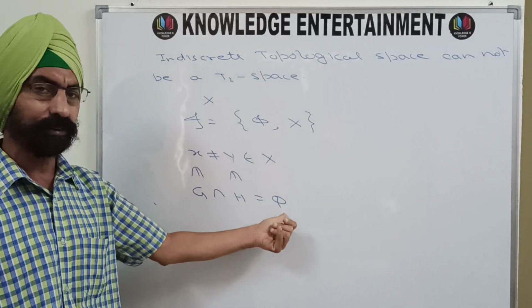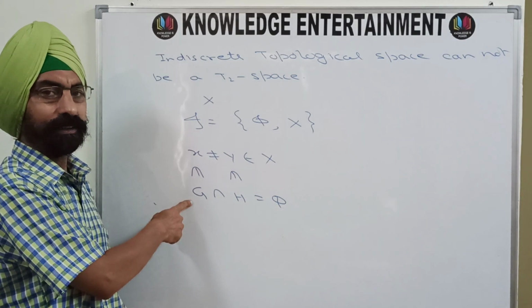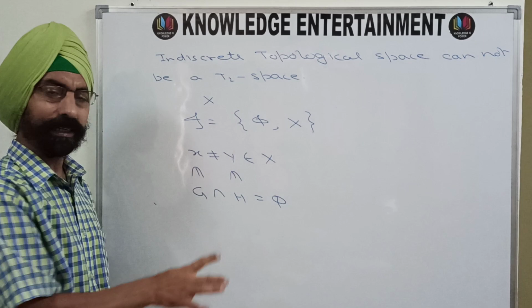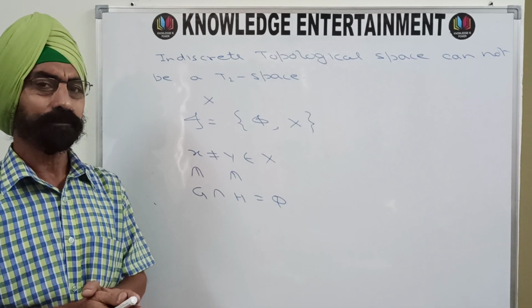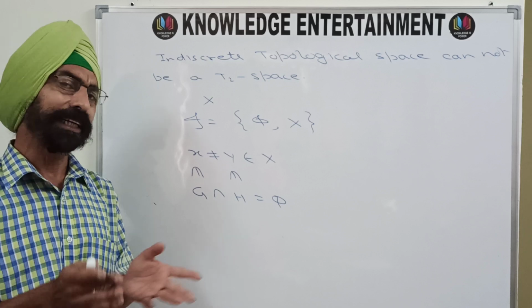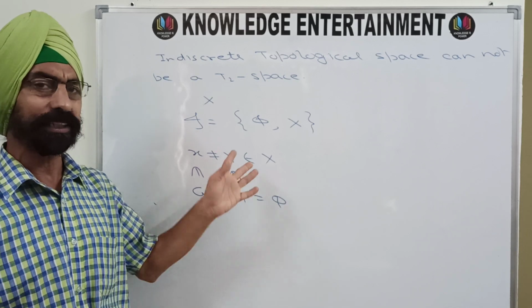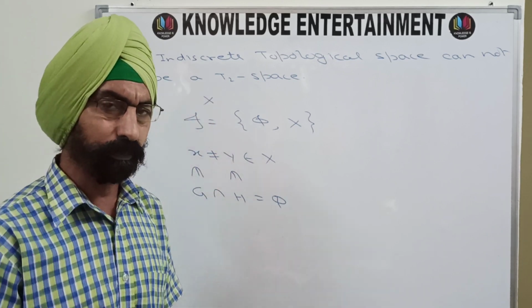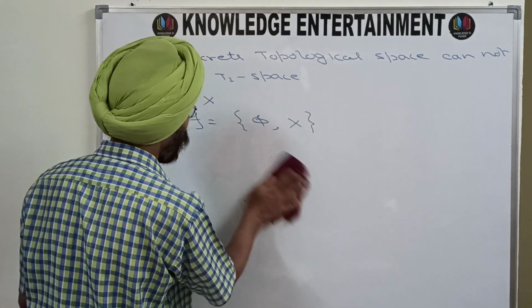Phi intersection x is phi, it's okay. But x belongs to phi is a big contradiction. Y may be an element of x. So you are unable to find two open sets, G and H, G containing one element, H containing the other, and their intersection is phi. These two open sets are not possible. That means it cannot be a T2 space.